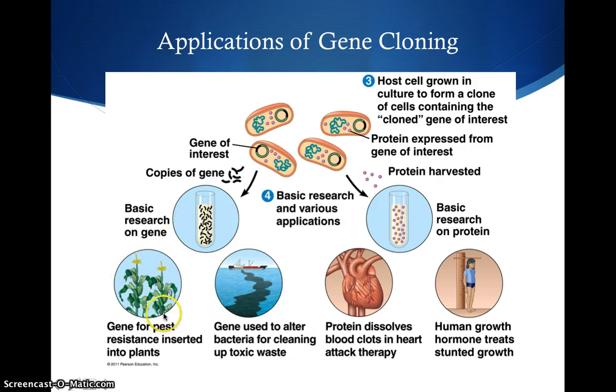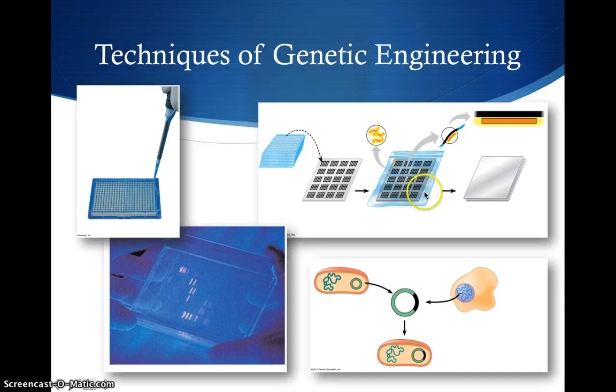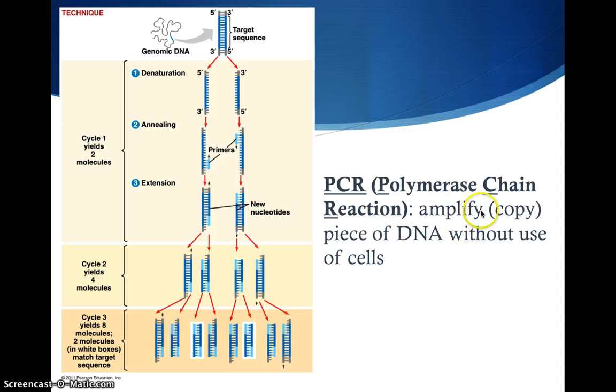So, for example, a specific pest-resistant gene for plants, a special clot-dissolving protein for heart treatment, and different kinds of treatment right here, as you can see. Furthermore, by using genetic engineering, we also need to figure out how to do all these kinds of things. Some of the techniques are as follows. One of them is called PCR.